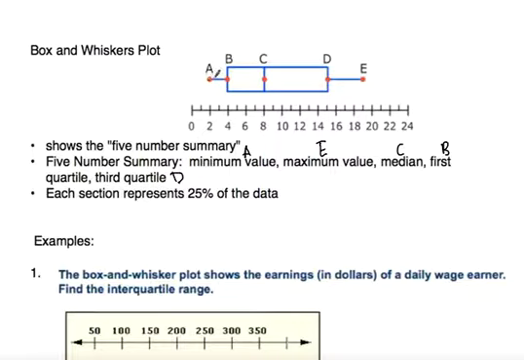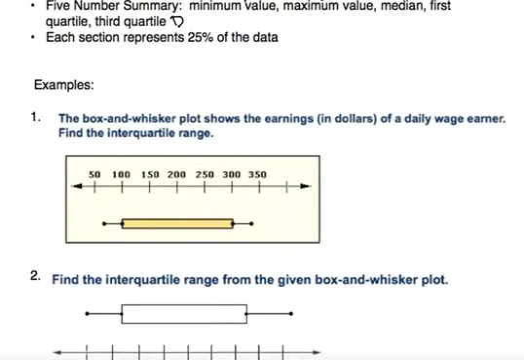So from A to B represents 25% of the data. B to C would represent half of the data. C to D, 75% is taken care of there, and then D to E is 100%.